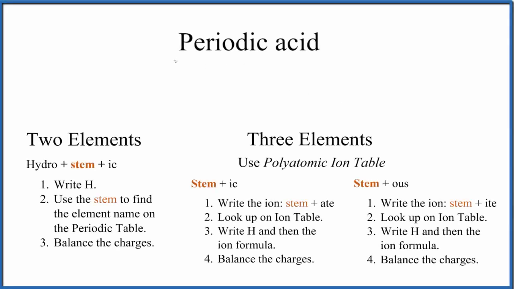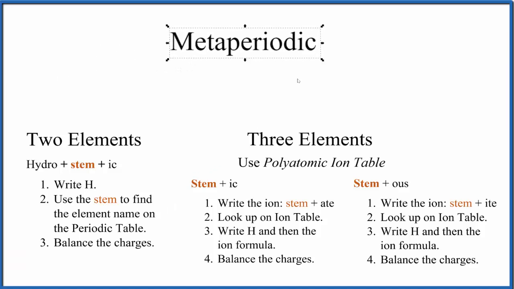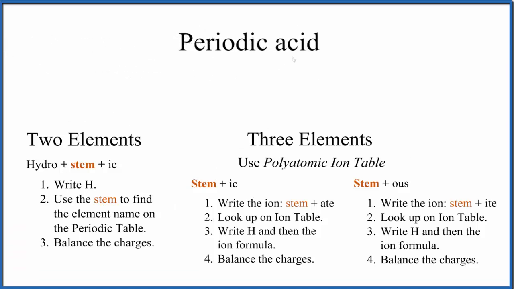Let's write the formula for periodic acid. So first off, when we're talking about periodic acid, there are different forms of it. There's a meta and an ortho form. We're going to be talking about metaperiodic acid. Usually that's just called periodic acid.